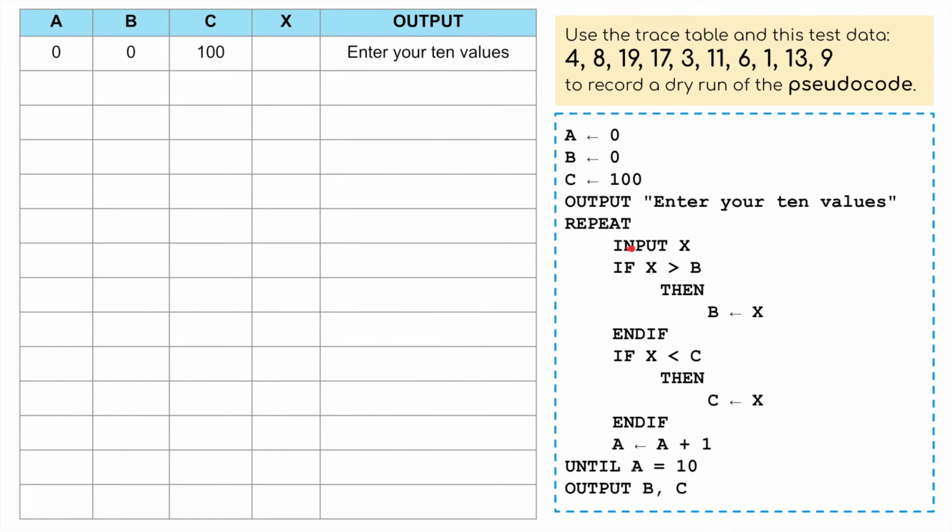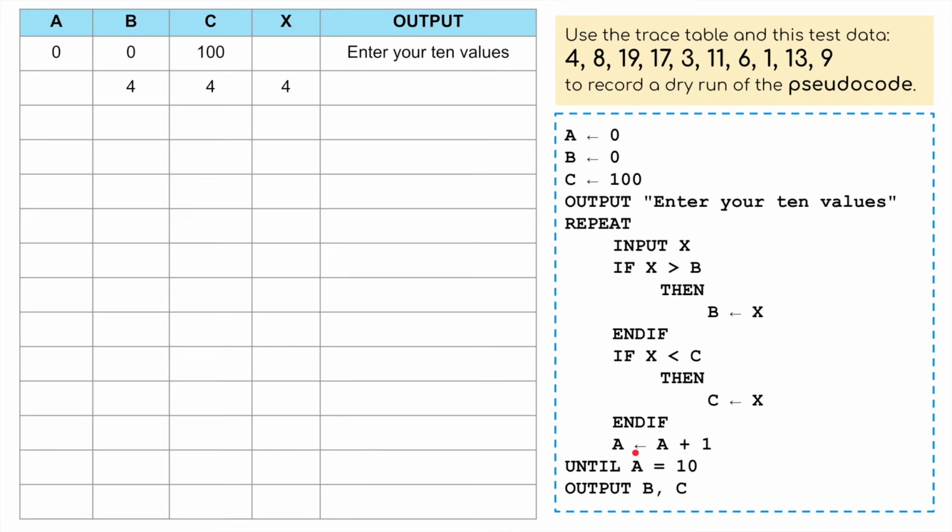Okay, repeat the following. Input X, okay, I've inputted 4. If X is greater than B, which it currently is, then X gets assigned to B, so 4 should get assigned to B. And if X is less than C, which it is because C is 100, then C is assigned the value of X. So all of these now become 4.